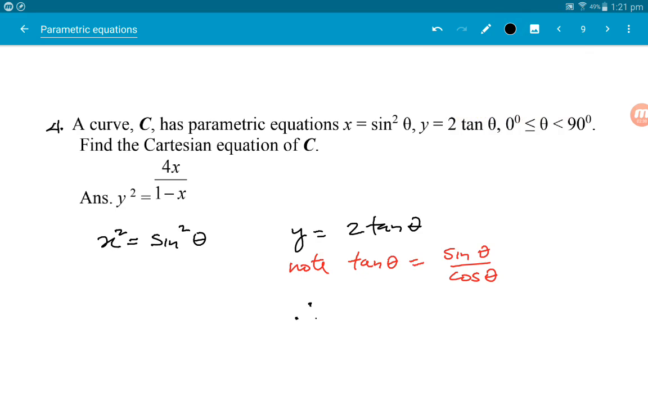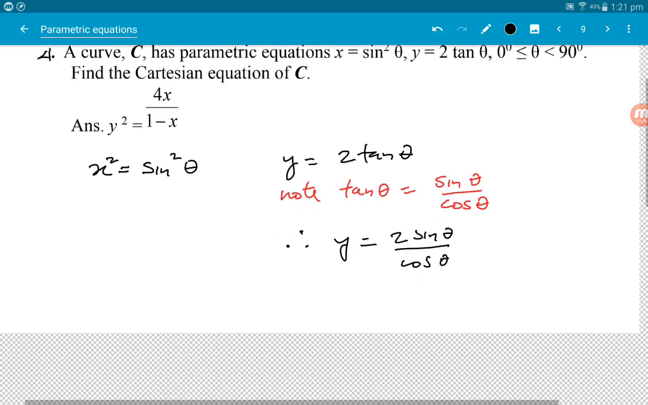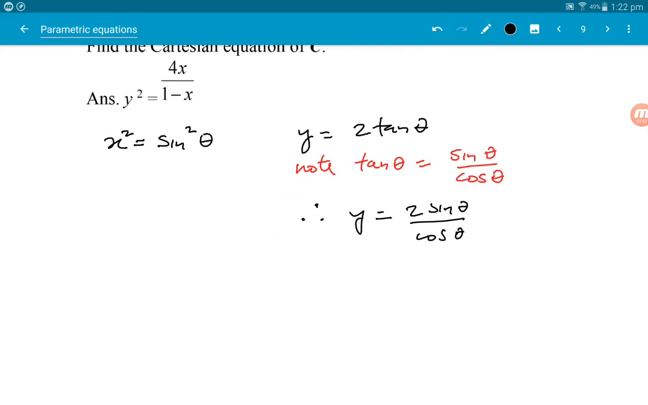Therefore, y equal 2 sine theta over cos theta. And as usual, I want to utilize the identity sine squared plus cos squared equal to 1. So I'm going to square this. Y squared is equal to 4 sine squared theta over cos squared theta.